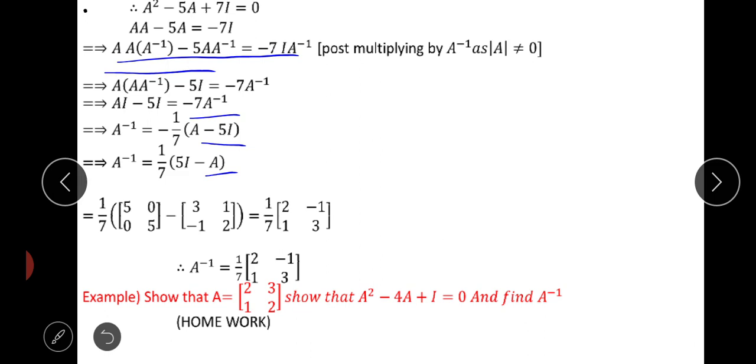And this one will be the homework for you. Show that for A equal to 2 3 1 2, A square minus 4 times A plus the identity matrix is equal to 0. Solve it using the same procedure that I discussed in this example.